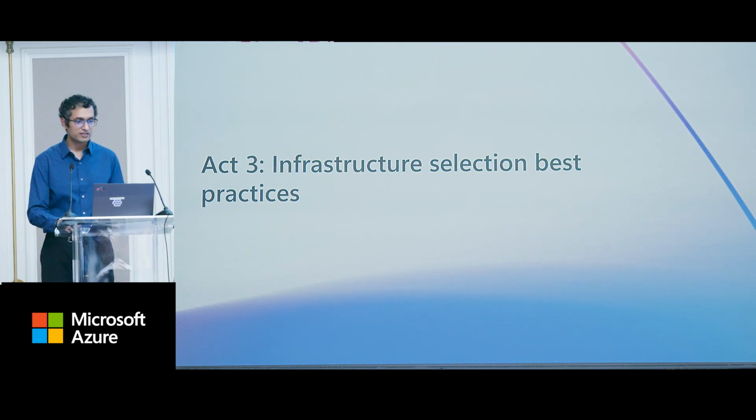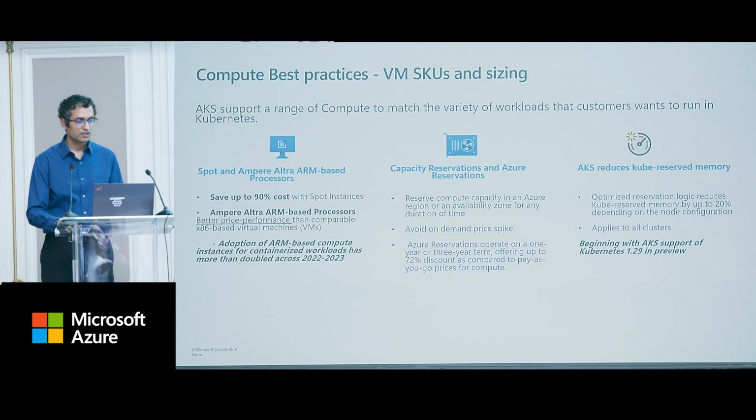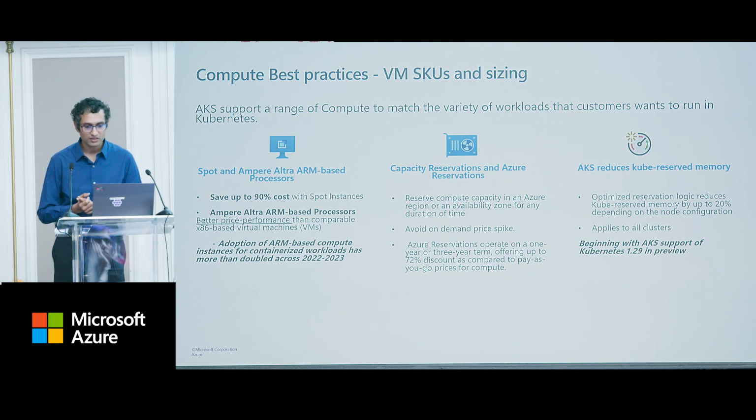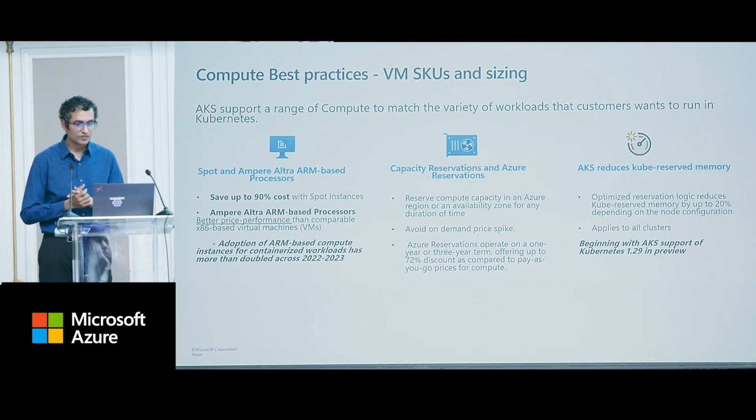Then we'll move to infrastructure selection best practices. Here, a few salient points. Spot: if you want to consume unutilized capacity and you have workloads that can sustain certain interruptions, that would be a good bet. We have seen costs reduce by up to 90% with Spot. And we know that adoption of ARM-based compute instances for containerized workloads has more than doubled in recent years, and Ampere Altra ARM-based processors come into the picture there.